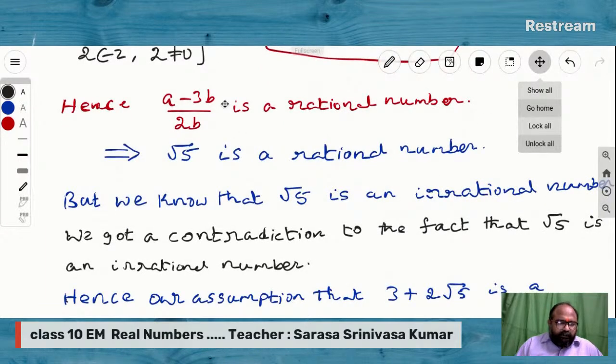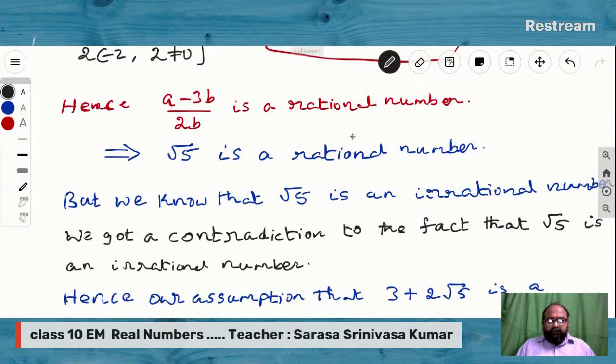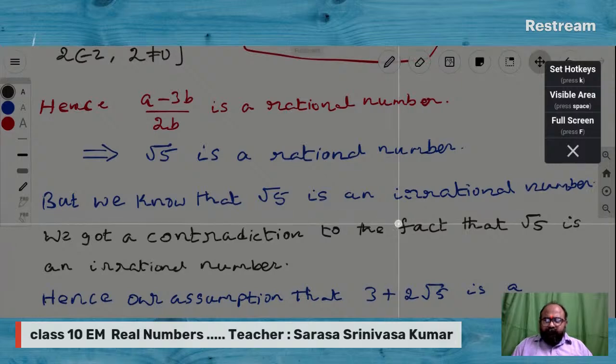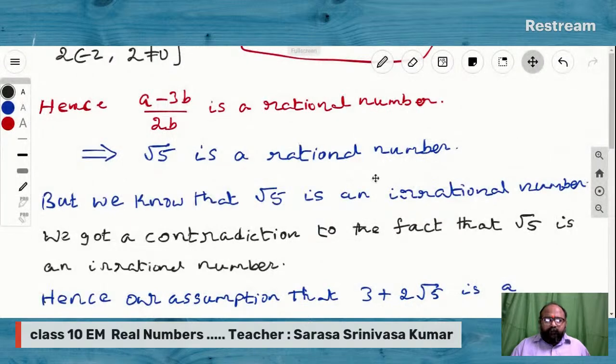If the right hand side term a minus 3b by 2b is a rational number, then we can conclude that the left hand side term square root of 5 is a rational number. So we got this from our mathematical argument. But we know that square root of 5 is an irrational number. We know this fact. We have already proved the result. We proved that square root of 5 is an irrational number.